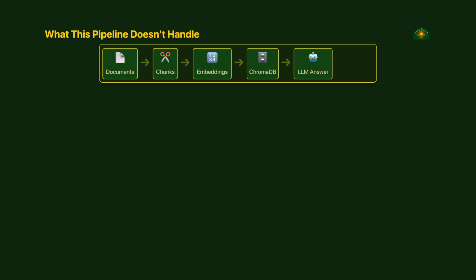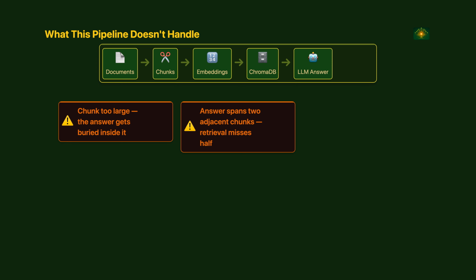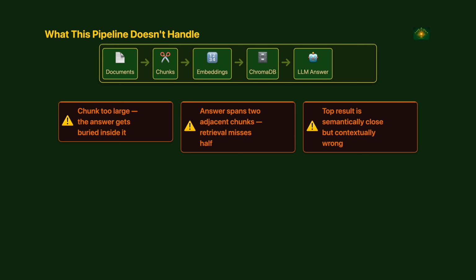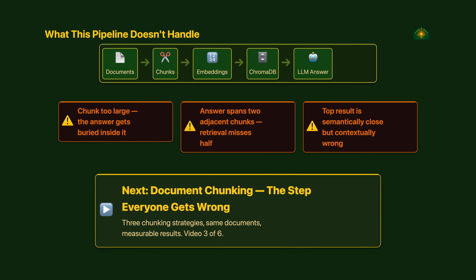The pipeline works, but there's an assumption underneath it. We chopped documents into chunks by paragraph and hoped the right answer landed in exactly one of them. What if the chunk is too large and the answer gets buried? What if the answer spans two adjacent chunks? What if the top result is semantically close but says something different? Next video fixes that. Document chunking is the step most RAG tutorials skip entirely, and it has more impact on retrieval quality than almost anything else.